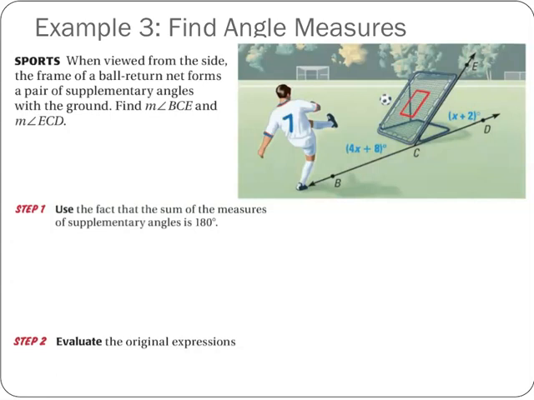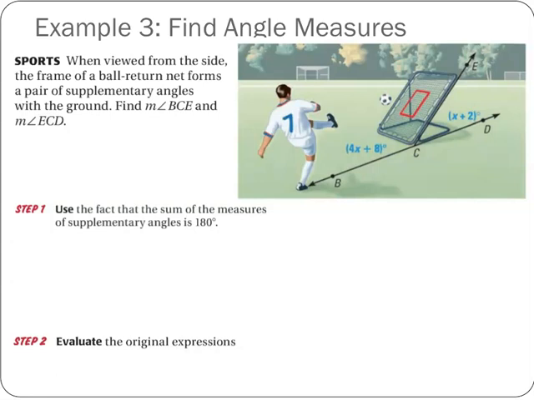Alright, so step 1, we'll use the fact that the sum of the measures of supplementary angles is 180 degrees. And then since it's not asking us to solve for x, we're going to have to use what we found for x and substitute back in to find the measure of angles BCE and ECD.